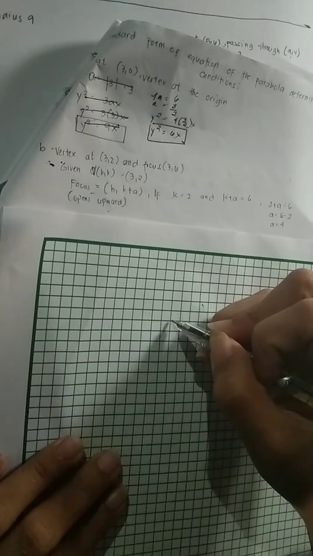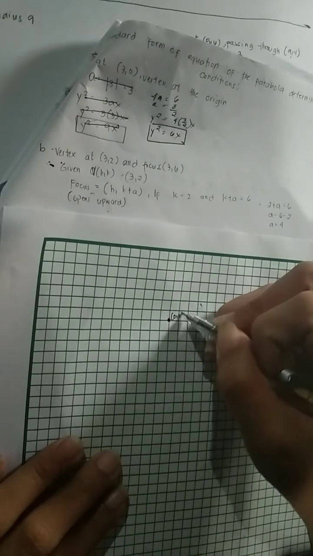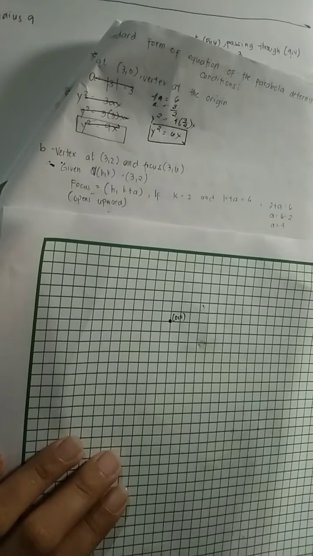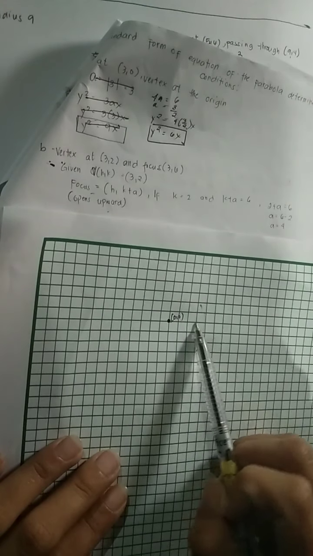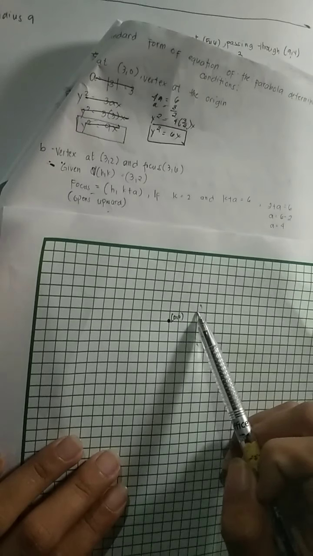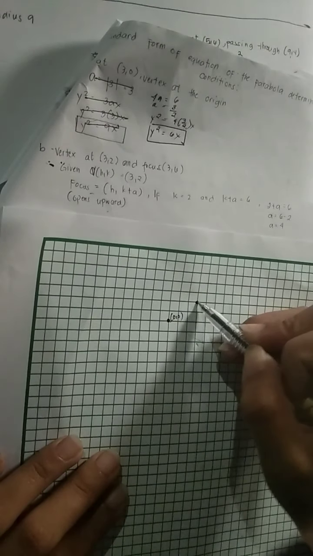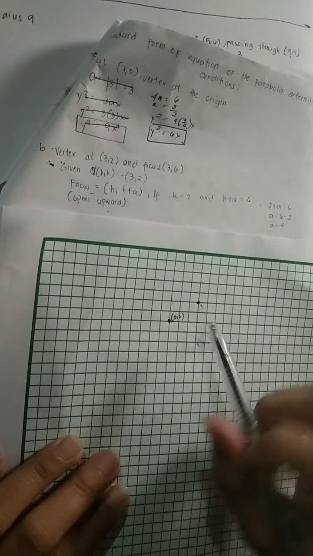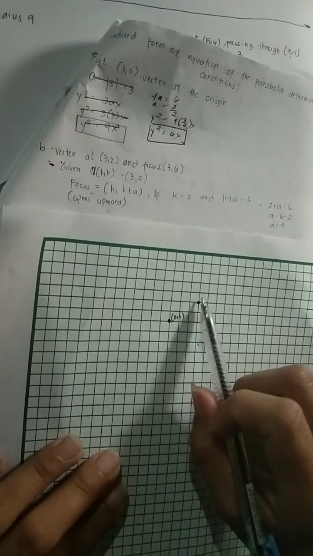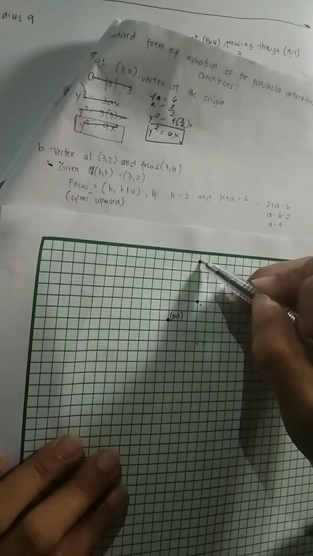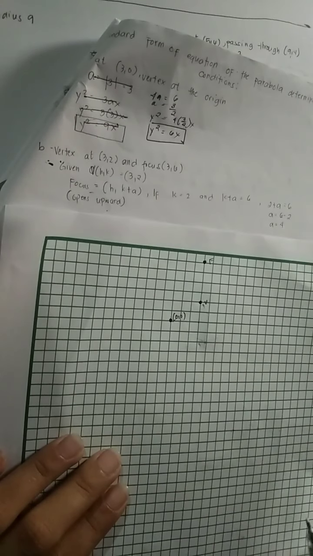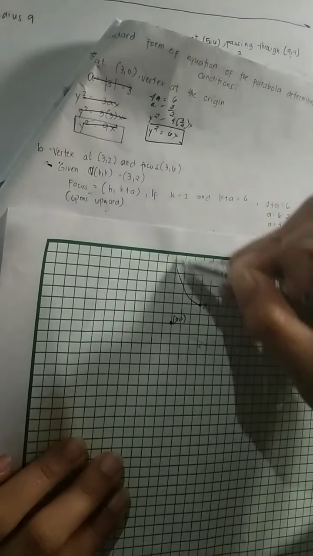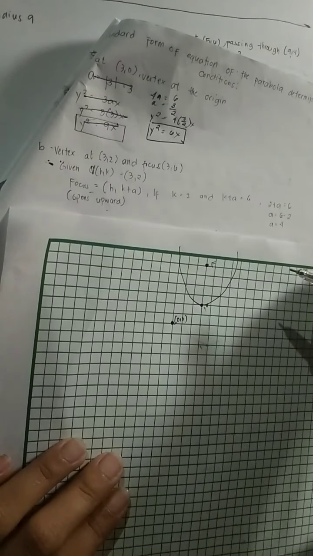Let's say this is the origin, (0, 0). So the vertex of our parabola is at (3, 2). Let's move 1, 2, 3 for x and 2 for y. This is the vertex, and the focus is at (3, 6): 1, 2, 3, then 1, 2, 3, 4, 5, 6. I already know that the focus is always inside the curve, so the curve should be like this, and it opens upward.